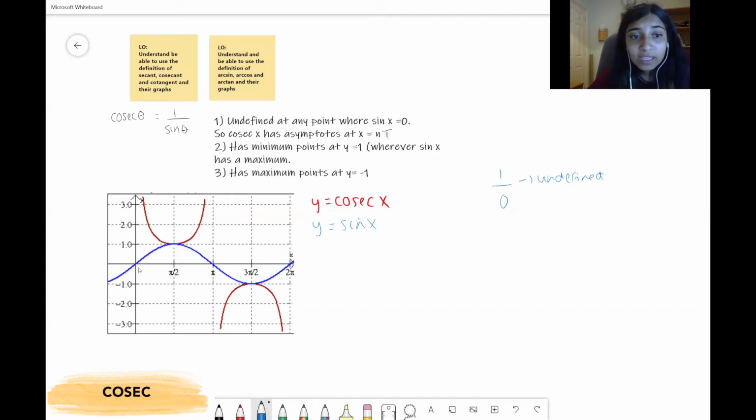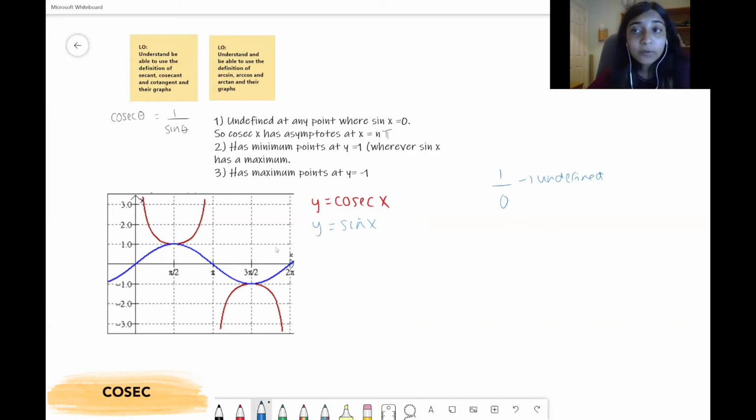So that's when, as you go from 0 to pi over 2, which is the maximum for the graph y equals sine x, as you go from 0 to pi over 2 for cosec x, the values will just decrease. Similarly, y equals cosec x also has maximum points at y equals -1, because that is the minimum point for y equals sine x. So that means for cosec x, it would be a maximum point.